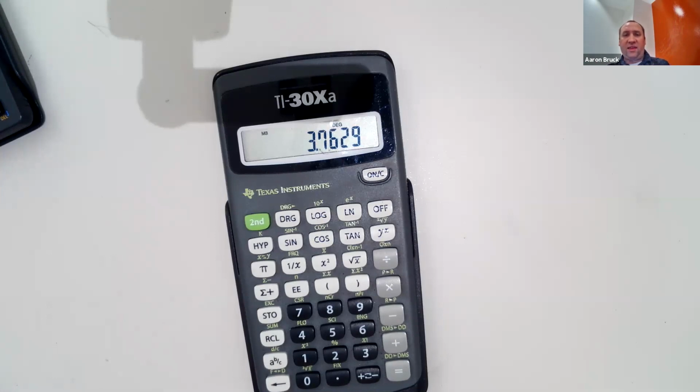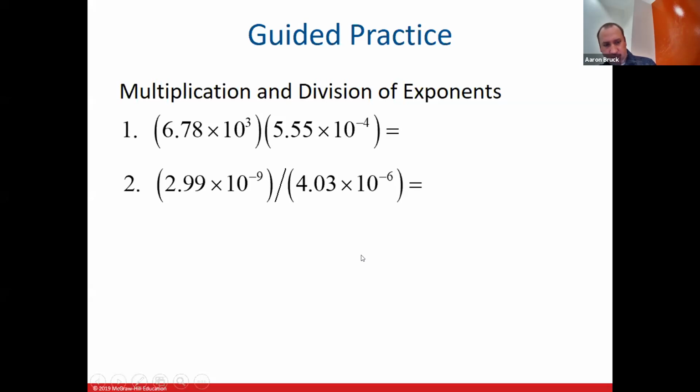So let's look at the second problem there. 2.99 times 10 to the negative ninth divided by 4.03 times 10 to the negative sixth.